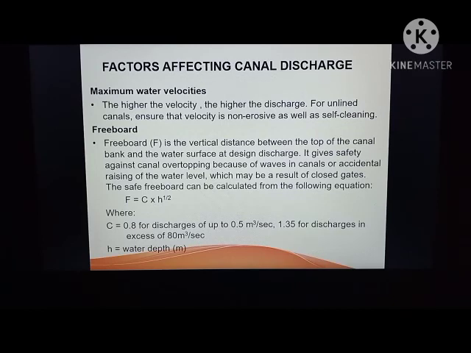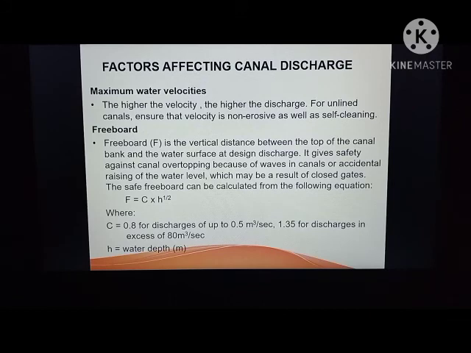For unlined canals, soil texture determines the side slope. Next is the maximum water velocity. The higher the velocity, the higher the discharge. For unlined canals, ensure that velocity is non-erosive as well as self-cleaning.